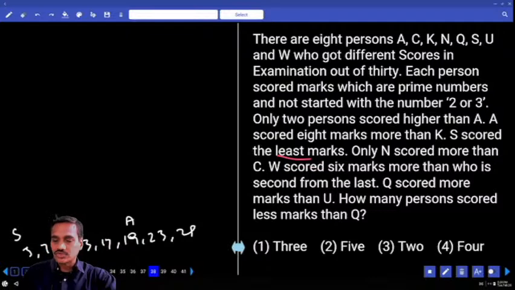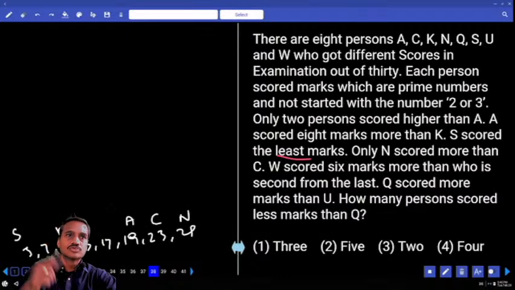And only N scored more than C. Only N has scored more than C. Isn't it? Only N scored more than C. Only one person should be more than C. Who is it? Only N scored more than C. Is it correct? There is only one person who scored more than C, and C must be the second highest.